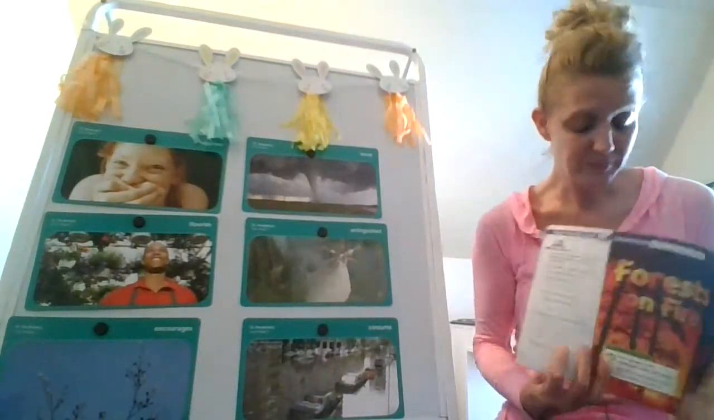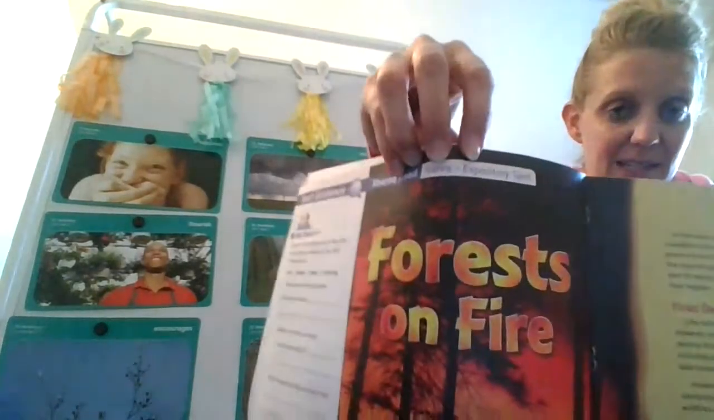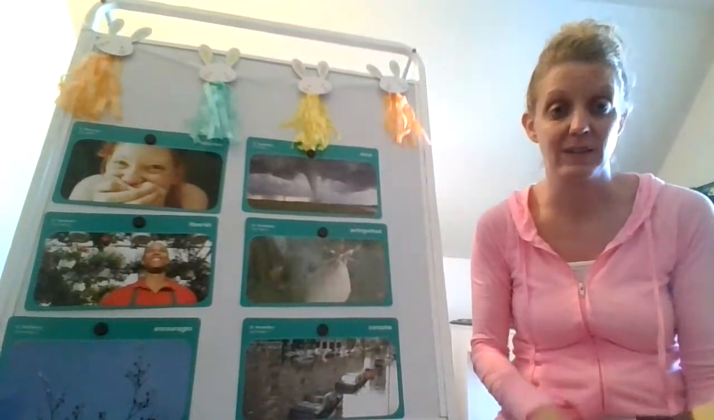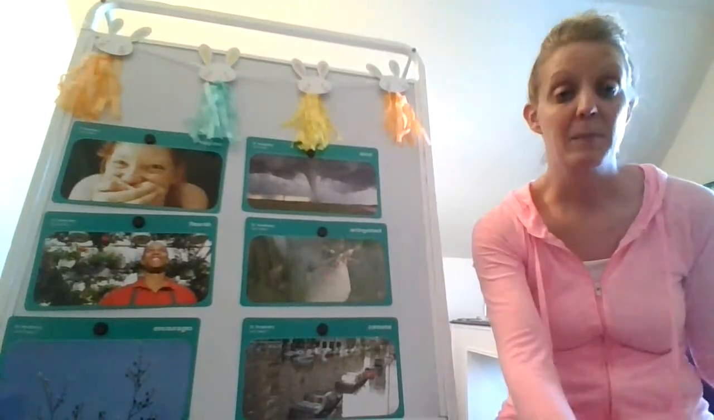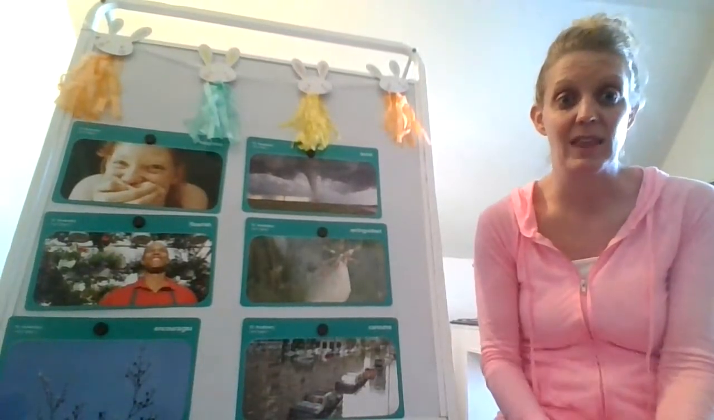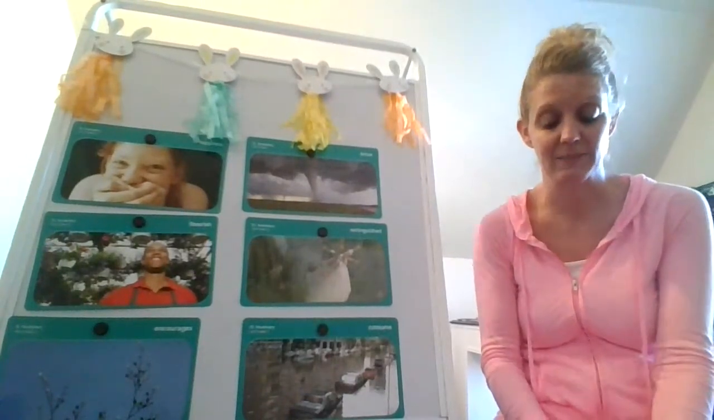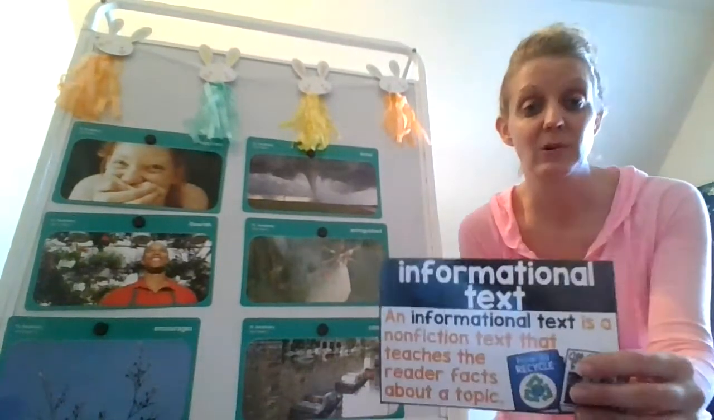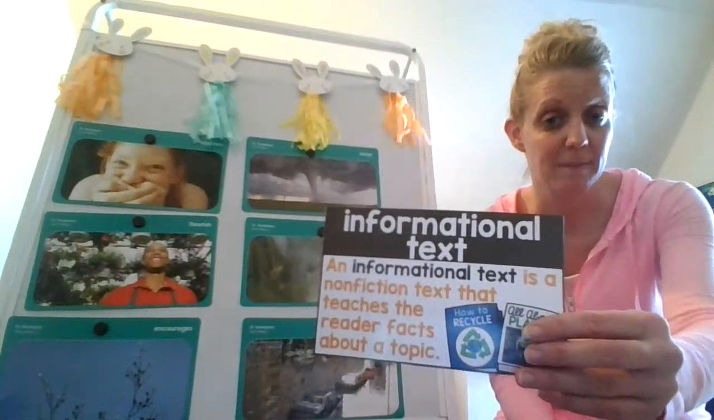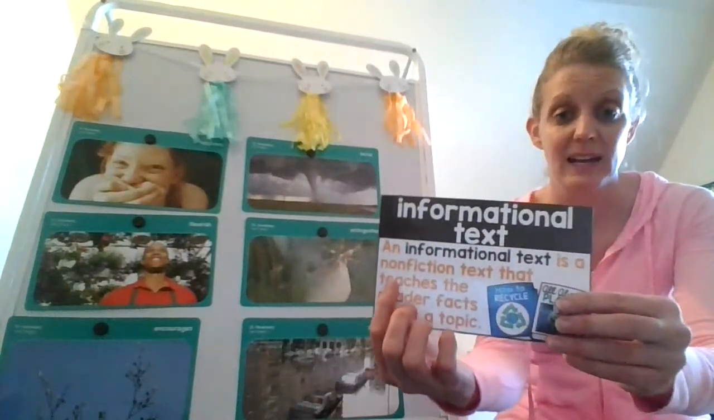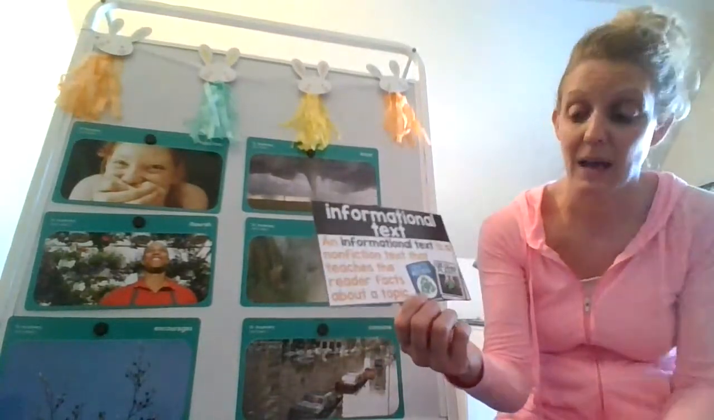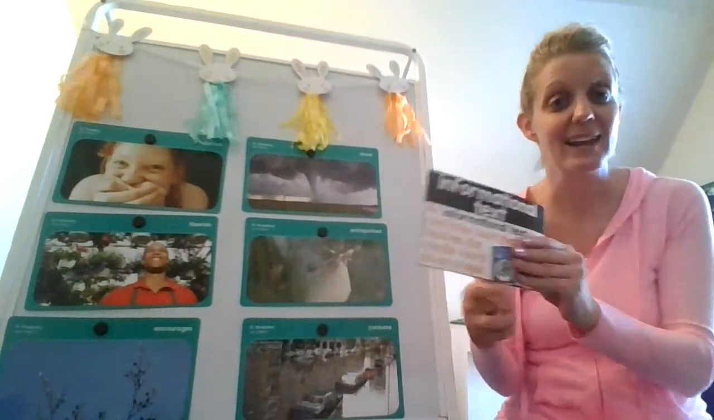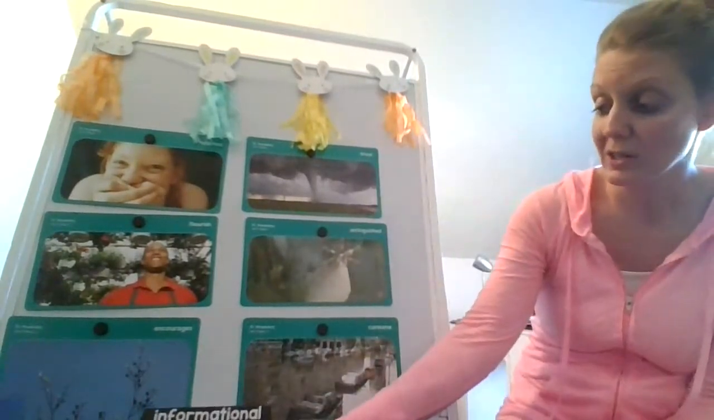This story, if you look at the top, it says expository text. And expository texts are nonfiction. That means they are real. And the author wrote this because they wanted to teach us something new. That is the purpose of expository texts. Another word for expository text is informational text. And that's exactly what it says. It says it's a nonfiction text that teaches the reader facts about a topic. Our topic today is forest fires. So we're going to learn some facts.